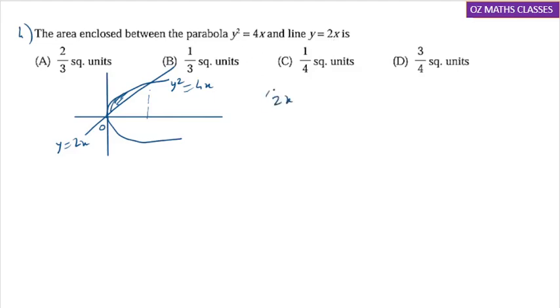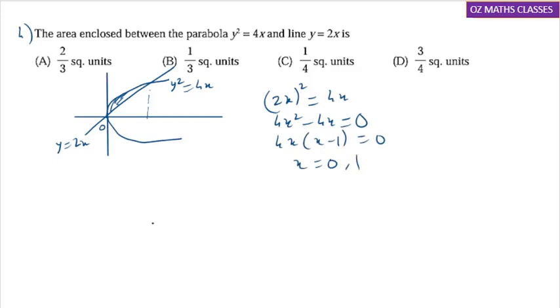So (2x) square equal to 4x. So 4x square minus 4x equal to 0. Take 4x common, so x minus 1 equal to 0. So the x value will be 0 and 1. So here you will get the x value 1. Now we have to find the area. So the area between the two regions is area of upper region minus area of lower region.